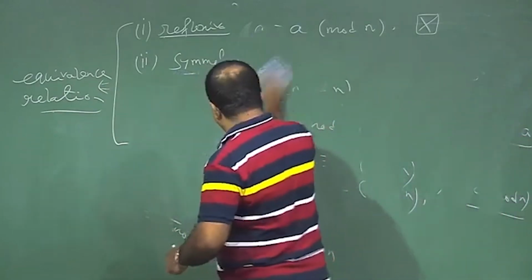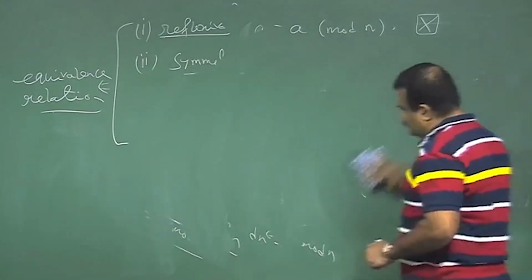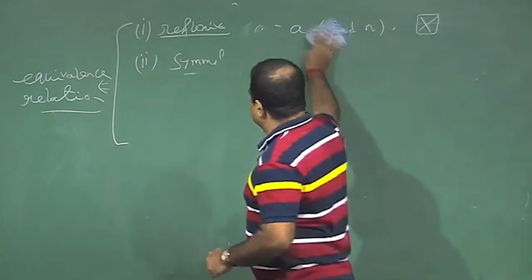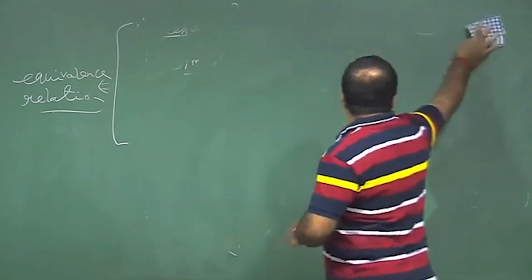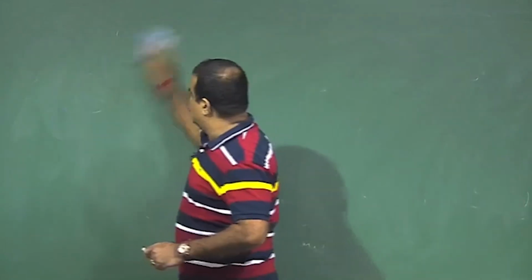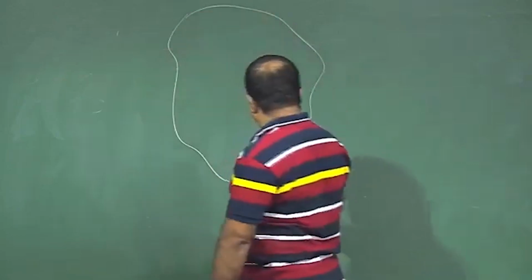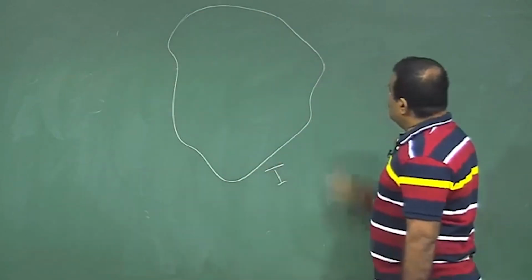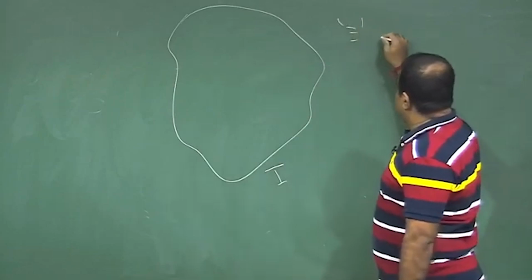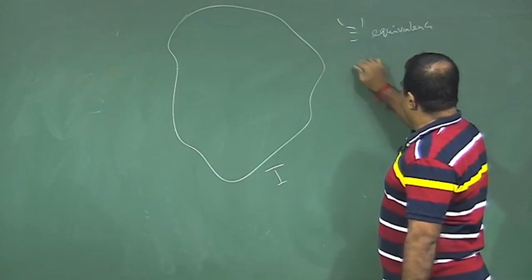If we have an equivalence relation, then it will partition the set into equivalence classes, so that in each class the elements are related to each other. Basically, this will partition the set. Our set is the set of integers, so this is the integer set I, and this is an equivalence relation, as we have just seen. This is an equivalence relation mod n.